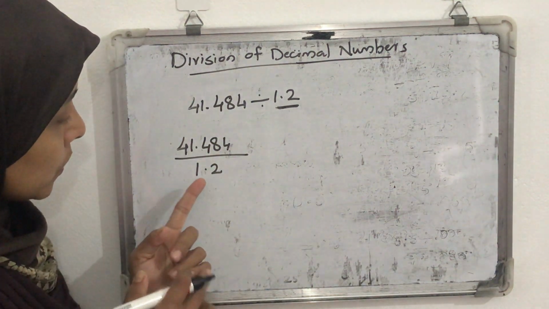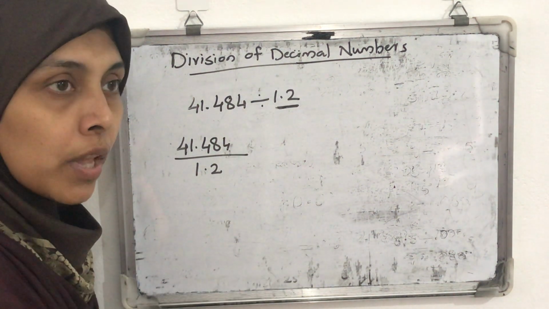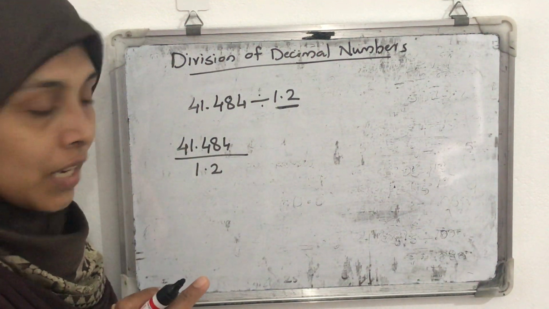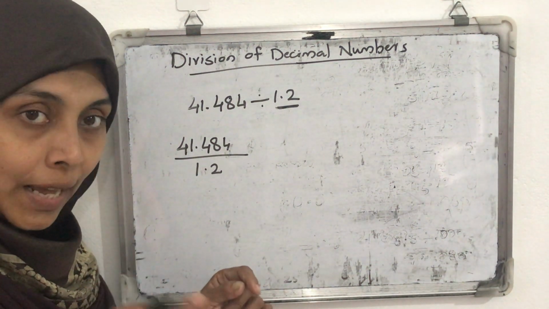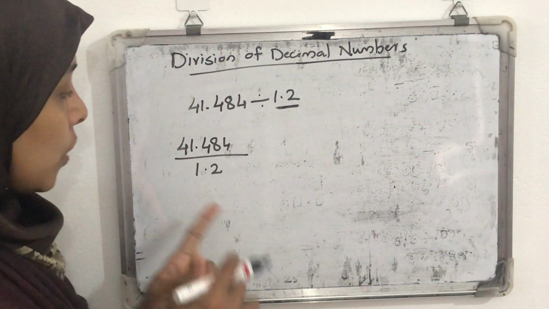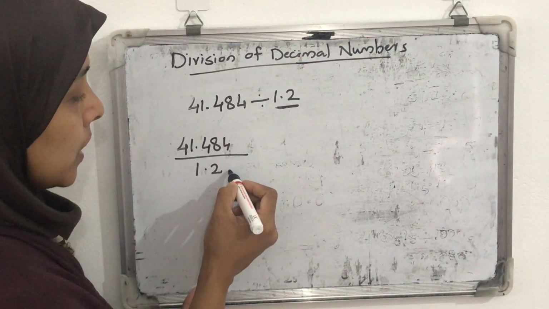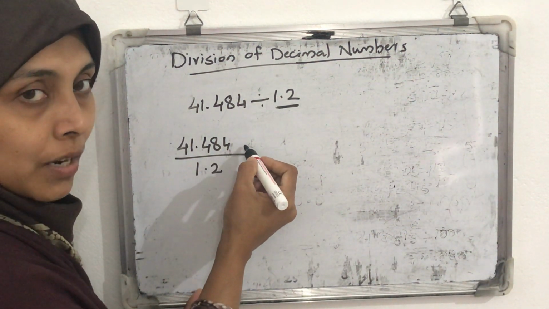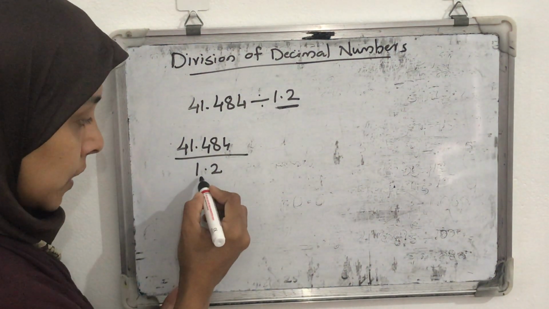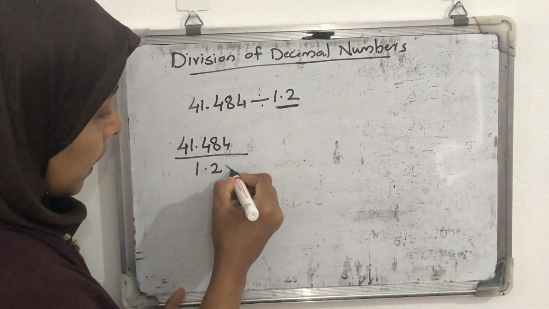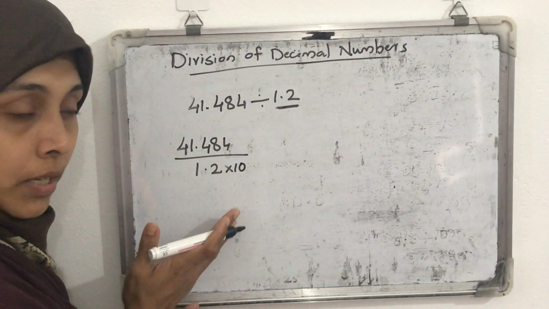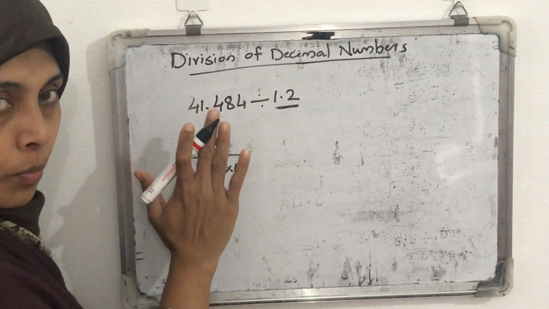What do we want to do here? To make this 1.2 a whole number, what operation can we do? We can do multiplication. If you multiply this 1.2 with 10, what will be the answer? 12. So, if you do any operation here, we want to do the same thing on the numerator also. Otherwise, the value will change. So, to convert this into a whole number, we multiply this 1.2 with 10. Only care about the denominator; the same operation we do on the numerator also.